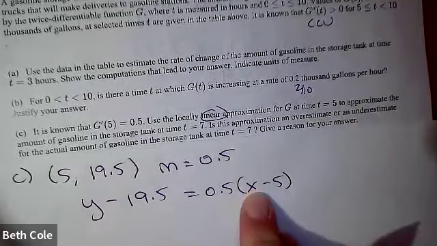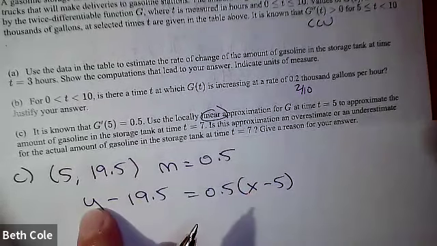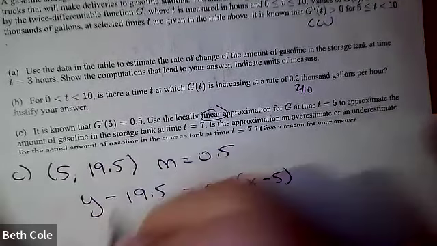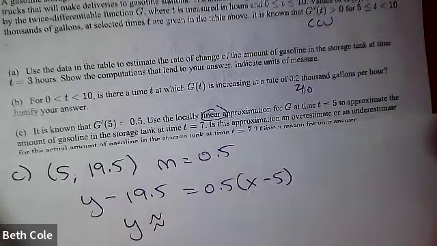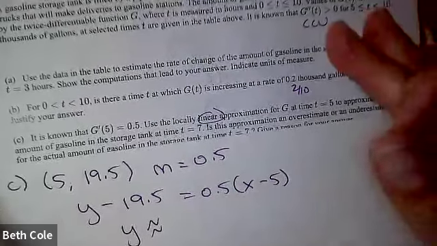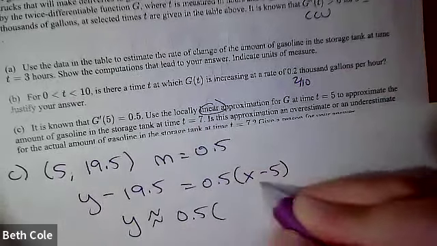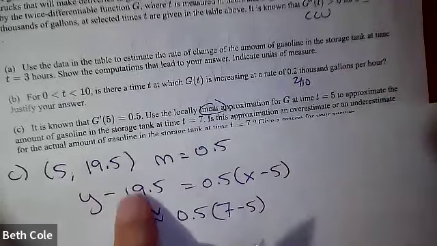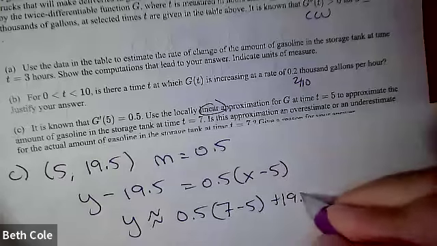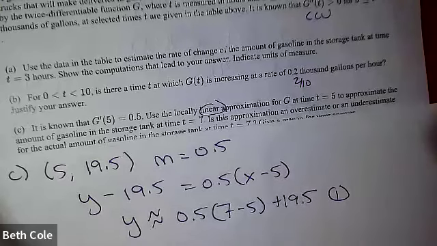It should technically be t instead of x and g instead of y, but they will accept this. And then we're going to do our approximation at time 7. So I am going to plug in 7 for x, and I need to add this 19.5 over. You get a point for that approximation.